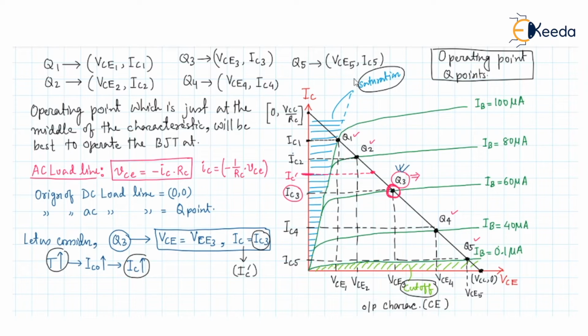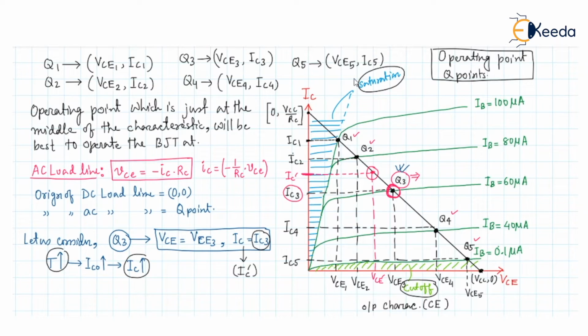if this IC dash corresponds to this point, then the corresponding VCE value is VCE dash. So the operating point has been changed. So the transistor's IC value has been changed, and the operating point has been shifted from the best operating point to another operating point. So there can be a clipping of the input signal at the output.